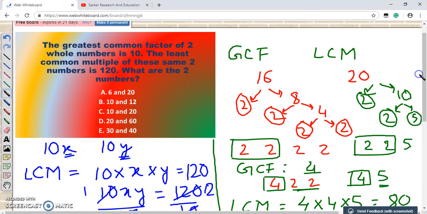So here let us just see. A is 6 and 20, no. B is 10 and 12, no. C is 10 and 20, no. D is 20 and 60, no. That was one option that we just discarded. E, 30 and 40, yes, these are the two numbers for which the GCF is 10 and the LCM is 120.